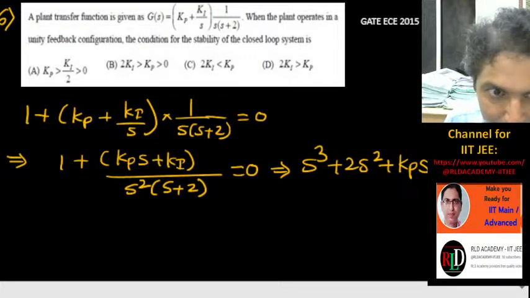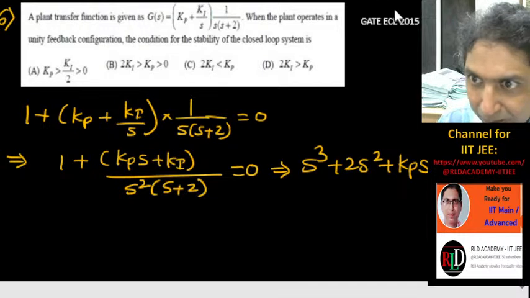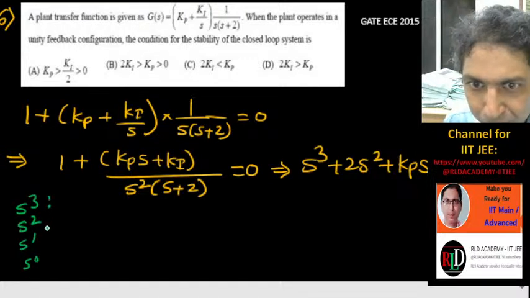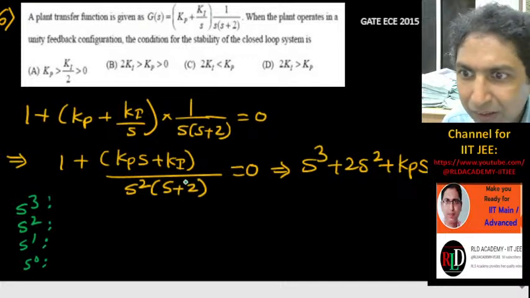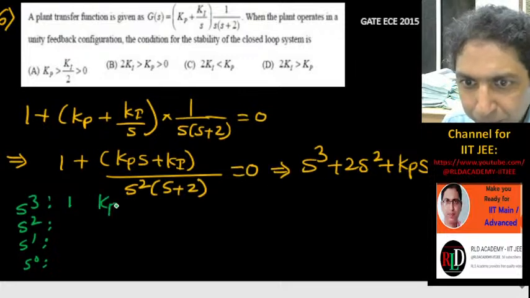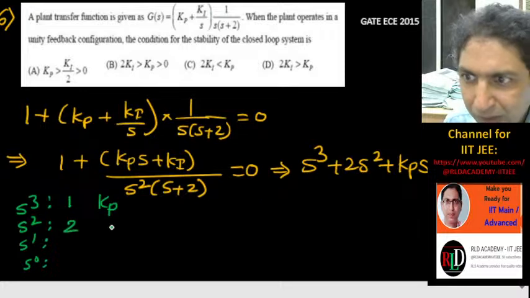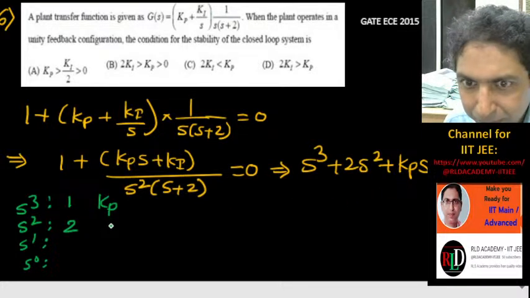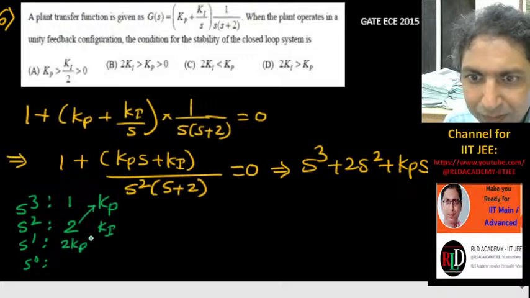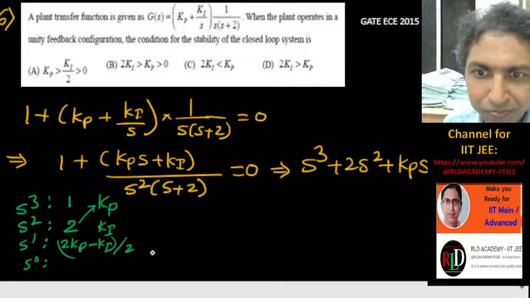Right? Now it's very simple. Can you solve this problem? Can you make Routh-Hurwitz table? S cube, S square, S1, S to the power 0. It's very easy problem right now. So S cube coefficient is 1 and S coefficient is Kp. S square coefficient is 2 and constant term is Ki. So what is the next term? Next term is 2 Kp, this product, minus Ki, this by 2, and last one is Ki.